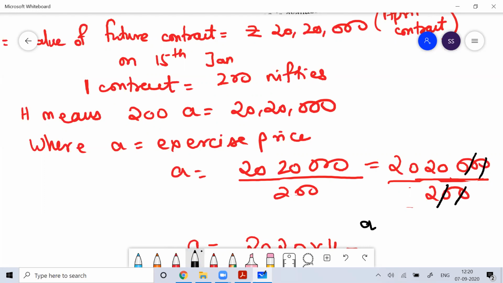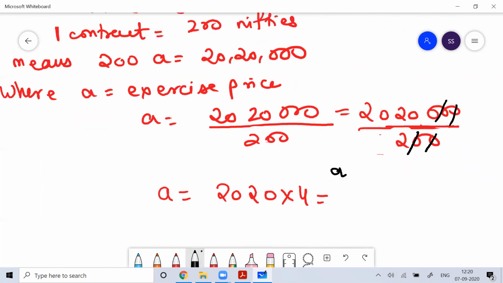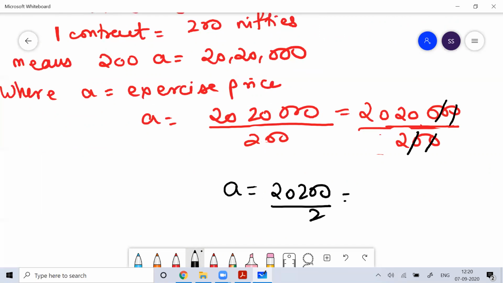So the value of A you will get is 20200 divided by 2. That is 10100. So this was the exercise price. This was your exercise price, 10,100.